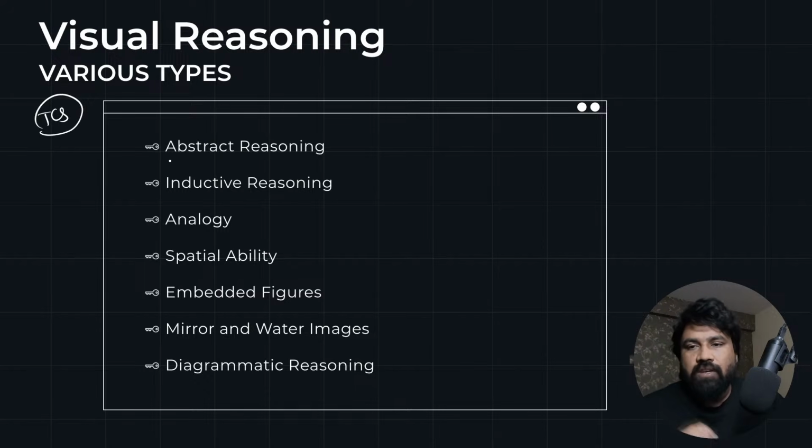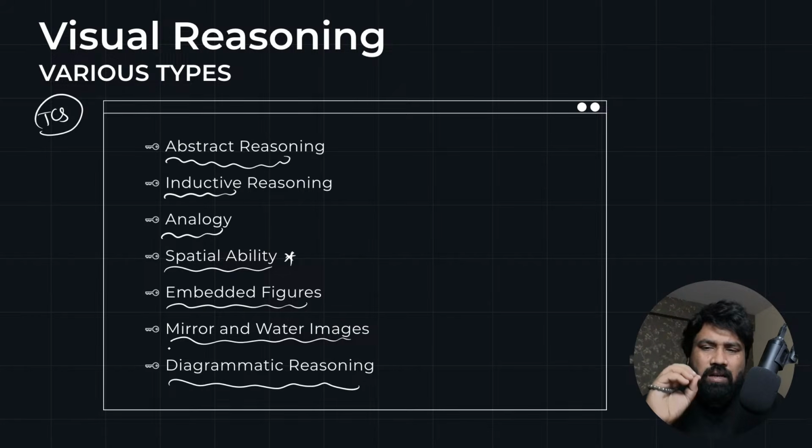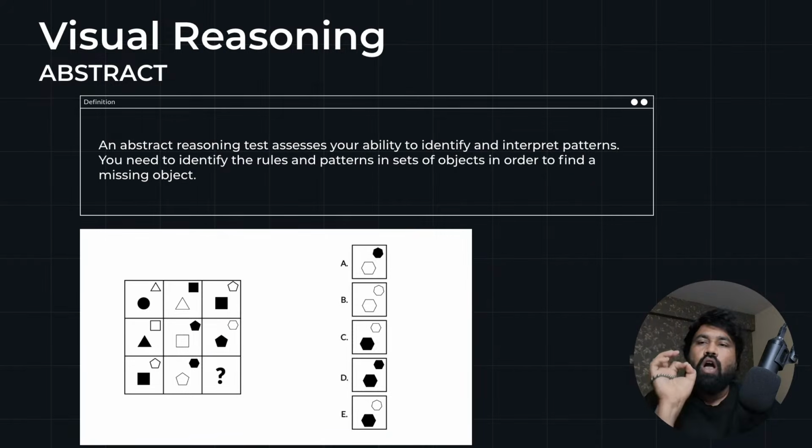Okay, let's see. First, we will see what is abstract reasoning, inductive reasoning, analogy, and spatial ability, which is very important for TCS, and embedded figures, and mirror and water images, and diagrammatic reasoning. In the TCS, diagrammatic reasoning is not asked that much, and embedded figures also they won't ask. They majorly focus on abstract, inductive, and analogy related, and spatial ability, and mirror and water images. So these are the few important topics you need to take care of. I am not even going to give you examples, guys. I will tell you how to do the problems.